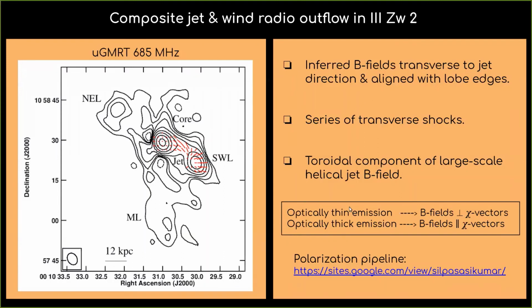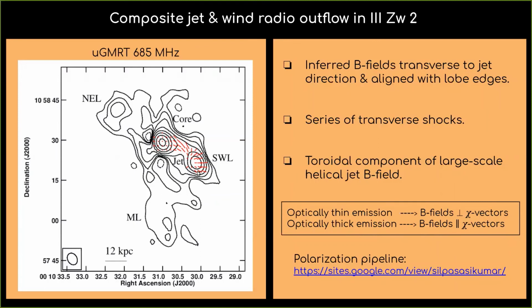For optically thin regions like the jets and lobes, inferred magnetic fields will be perpendicular to these polarization vectors, whereas for optically thick regions like the core, inferred magnetic fields will be parallel to these polarization vectors. Therefore, in this UGMRT image, we find that the inferred magnetic fields are transverse to the jet direction all the way from the core to the southwestern lobe. And in the southwestern lobe, the inferred magnetic fields are aligned with the lobe edges.